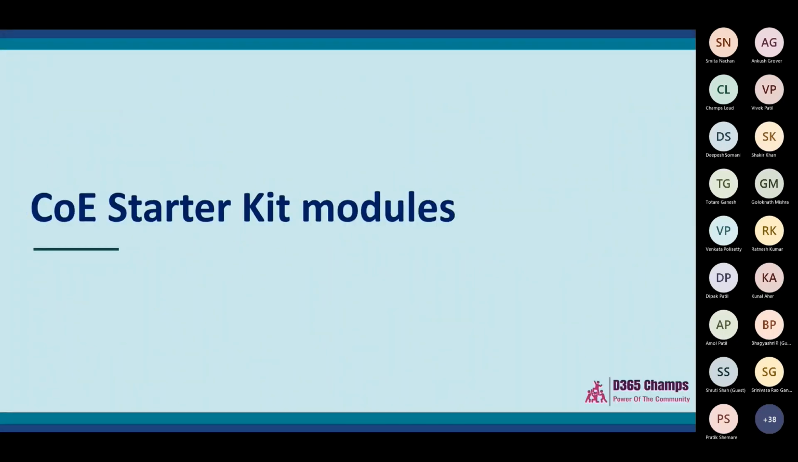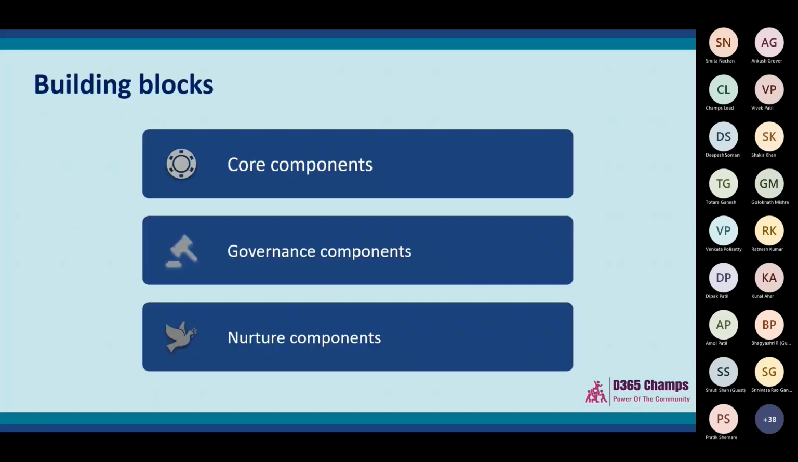So now let's start looking into those COE starter kit modules that we have, which compose all of this COE. The first one is the building blocks. The Center of Excellence starter kit is shipped in multiple components. In the building blocks, it comes with the core components, governance components, and nurture components. Let's see all of them one by one. The first one is the core components, and these components provide what you need to get started with setting up the COE kit.